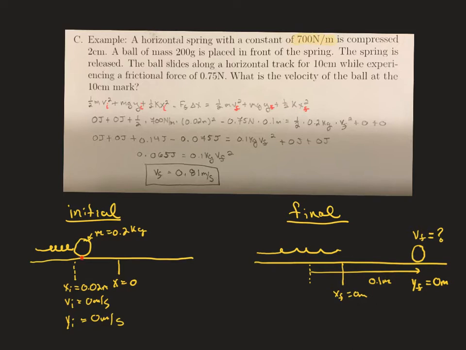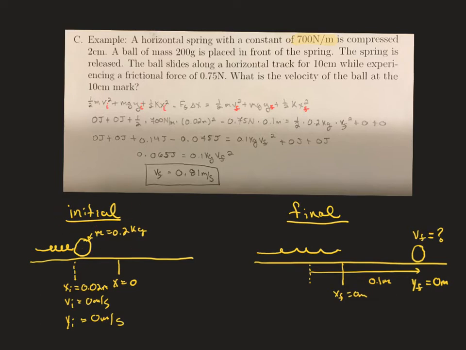I have a ball sitting here with the mass labeled. And this would be the equilibrium position. And the spring has been pulled back 2 centimeters or 0.02 meters. Let's see, we placed a ball in front of it, so I've already shown you that with the mass. And then the spring is released. So we've left our initial conditions.